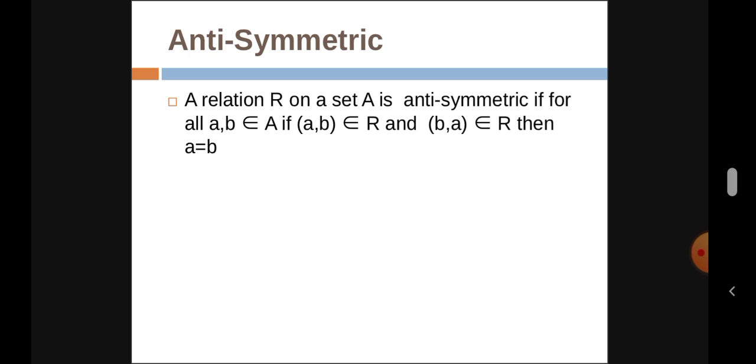Next is antisymmetric. A relation R on a set A is antisymmetric if for all a, b elements of A, if (a, b) is an element of R and (b, a) is an element of R, then a is equal to b.